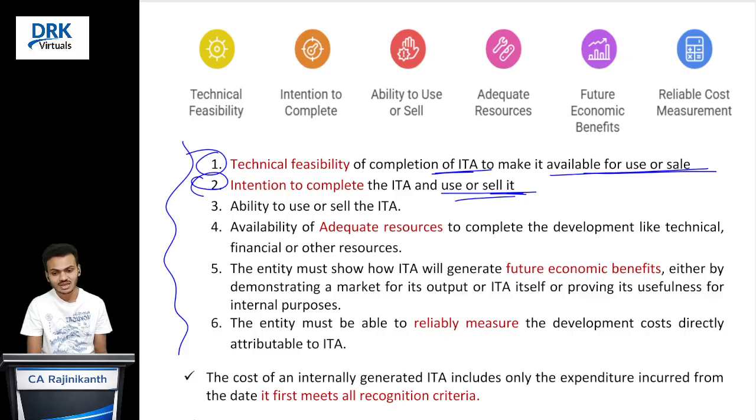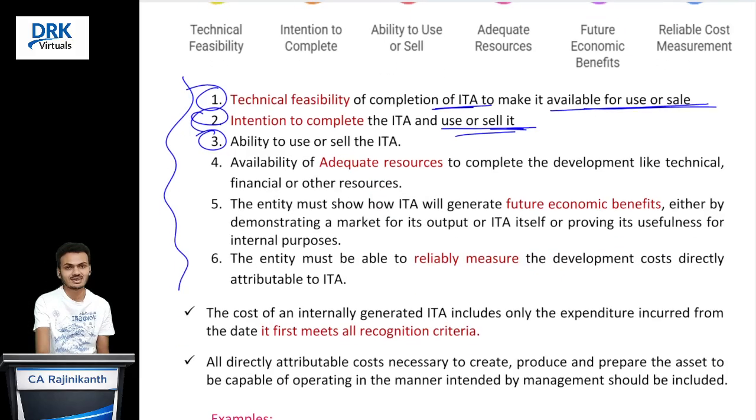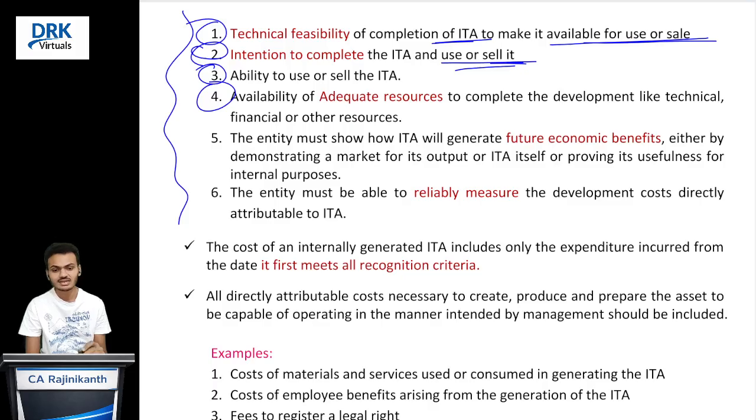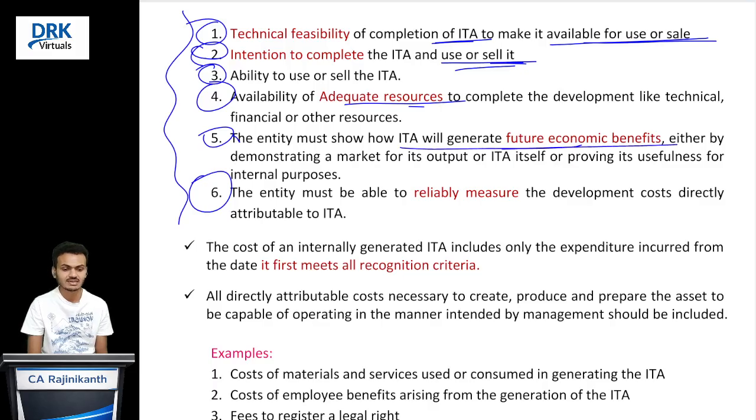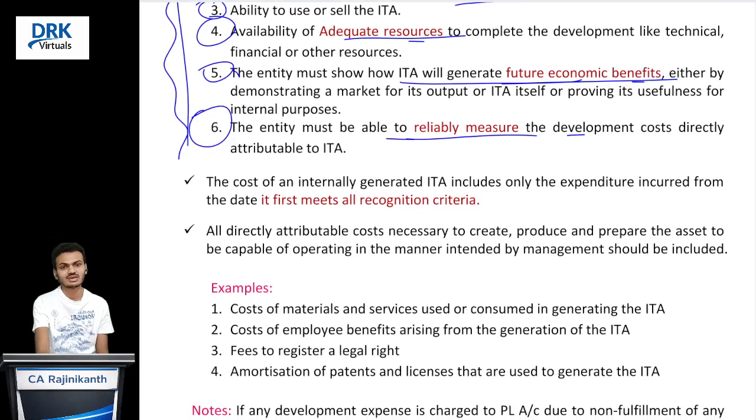Not only intention, entity should also have the ability to use or sell it after completion. And in addition to this, entity should have adequate resources to complete the development process, be it financial resource or human resource or any other infrastructure or any other resource that is necessary to complete the generation process. And the 5th and 6th conditions are general requirements only. Entity should show how the intangible asset will generate future economic benefits, and that development cost we should measure reliably. If all these conditions are satisfied, yes, we can recognize, we can capitalize the expenses incurred during the development phase.